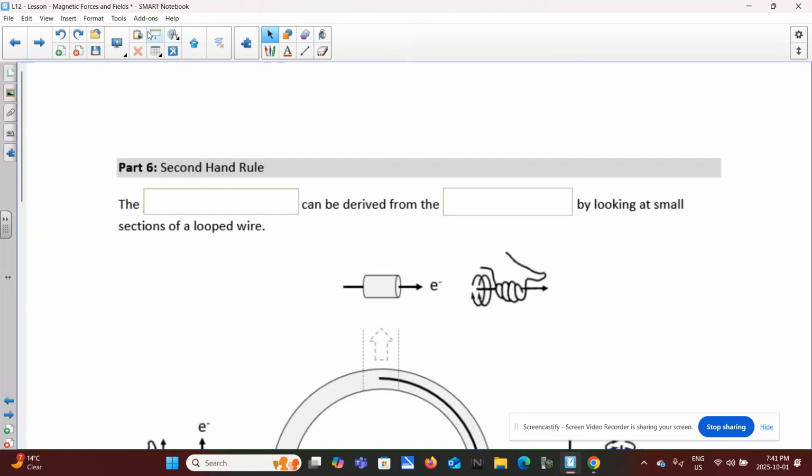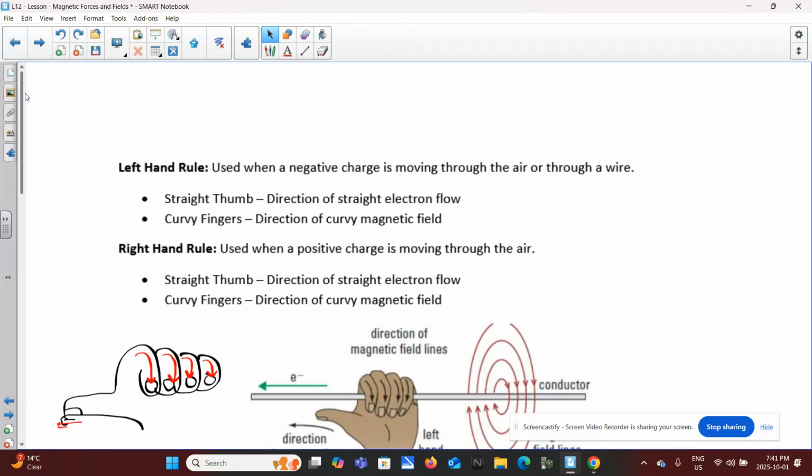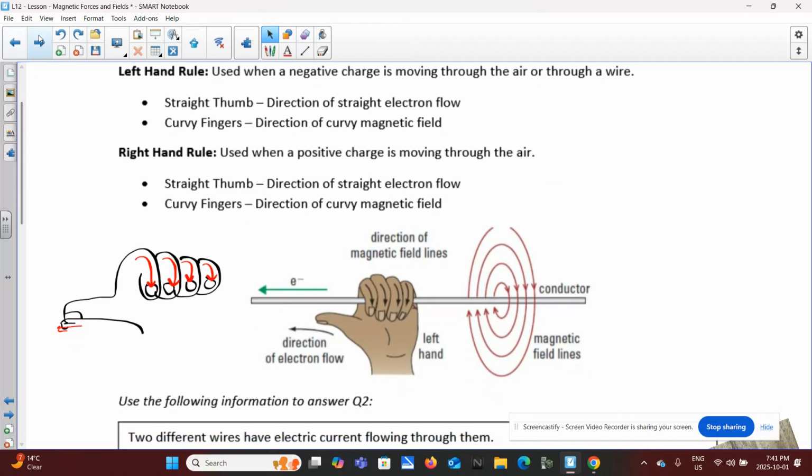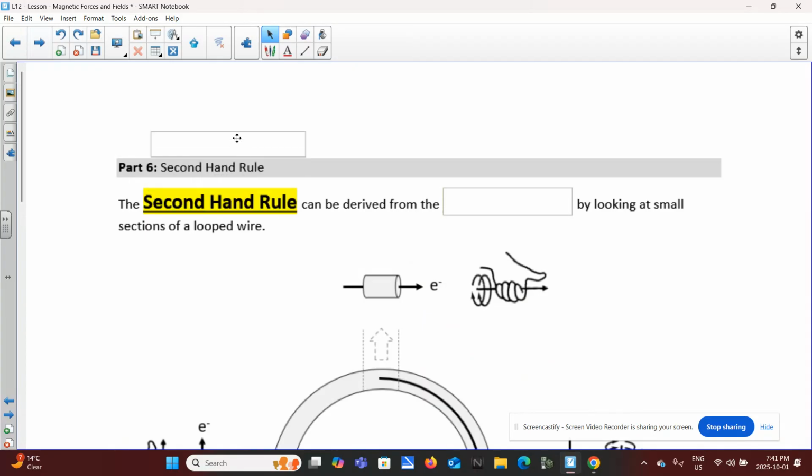So now we're on the second hand rule. Now the first hand rule back here is when I have a straight moving current and as a result I get a circular magnetic field. Second hand rule is going to be the opposite. I'm going to have a circular current and a straight magnetic field.